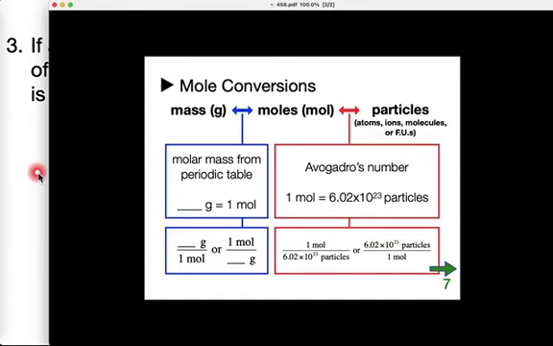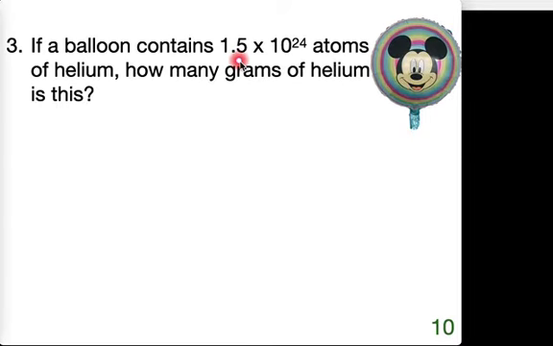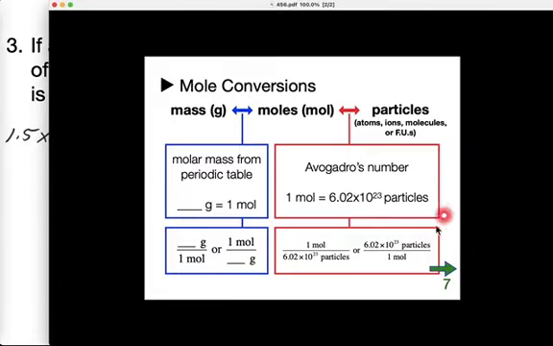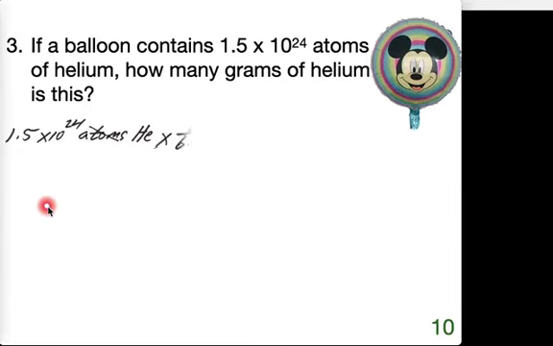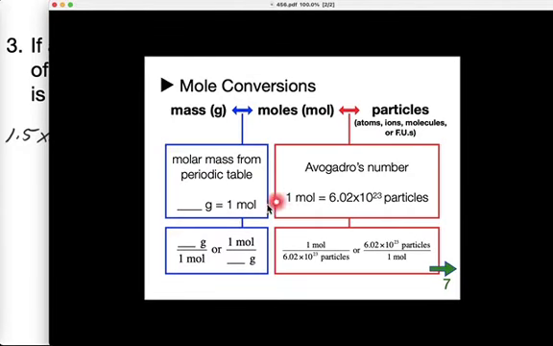So the starting point, as always, would be to write down what we're given. 1.5 times 10 to the 24 atoms. And we want atoms to cancel out. So this will be our conversion factor here. 1 mole over 6.02 times 10 to the 23rd atoms. So atoms cancel out. And then we want to convert moles to grams, and that will be this.